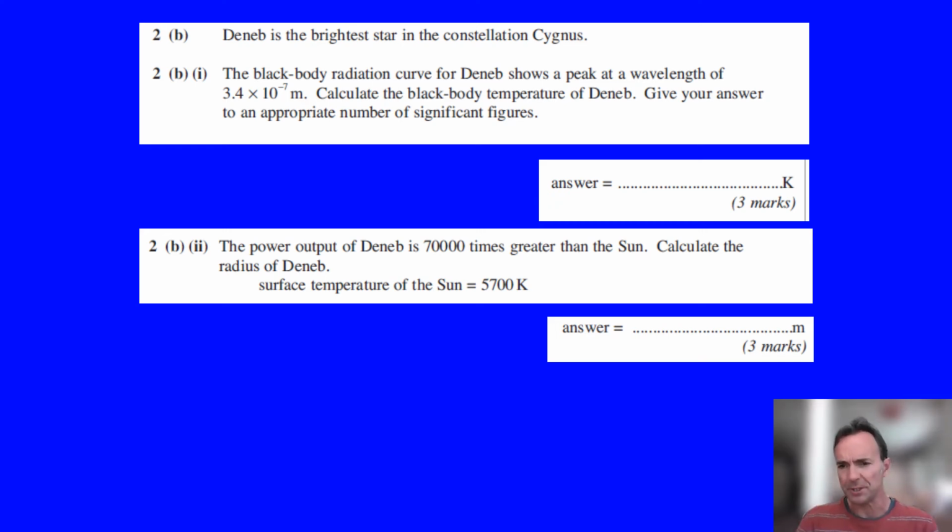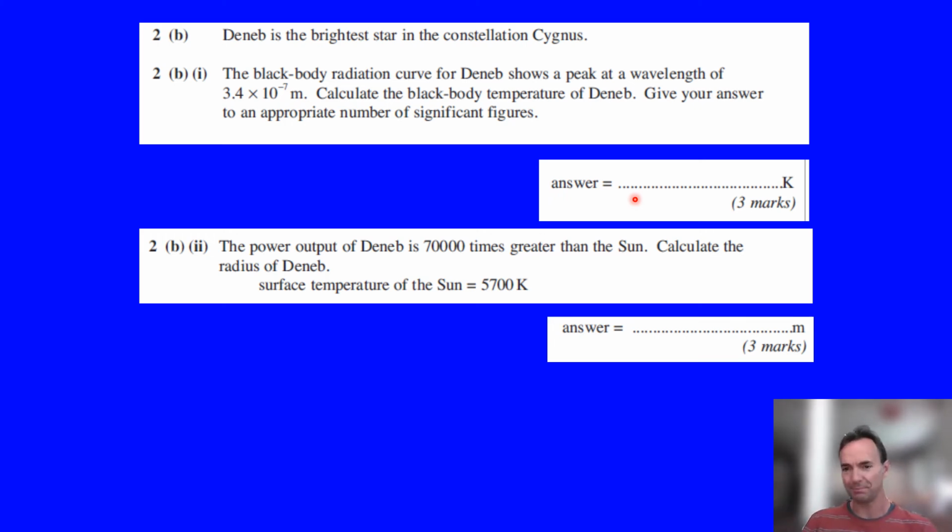So here we go. Here's a typical question. Deneb is the brightest star in the constellation of Cygnus. Black body radiation of Deneb shows a peak at a wavelength of 3.4 times 10 to the power minus 7. So no need for any conversion of units there. Calculate the black body temperature of Deneb, giving your answer to appropriate significant figures. So significant figures here, this is where you look for it. There's two significant figures, so whatever your answer is here in K, remember, it's just the first two significant figures followed by zeros. Don't get drawn into the fact that there's no decimal place. You can include all the numbers. This is a test of that.